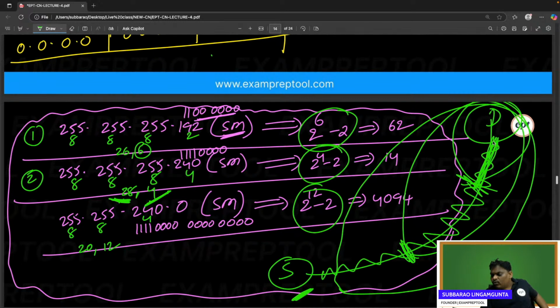Whenever you go very close to this particular host, you will have only one host. What I mean to say is, if more than one match, select the subnet mask which has more ones, because less hosts are there. Less host means you are very close to destination.